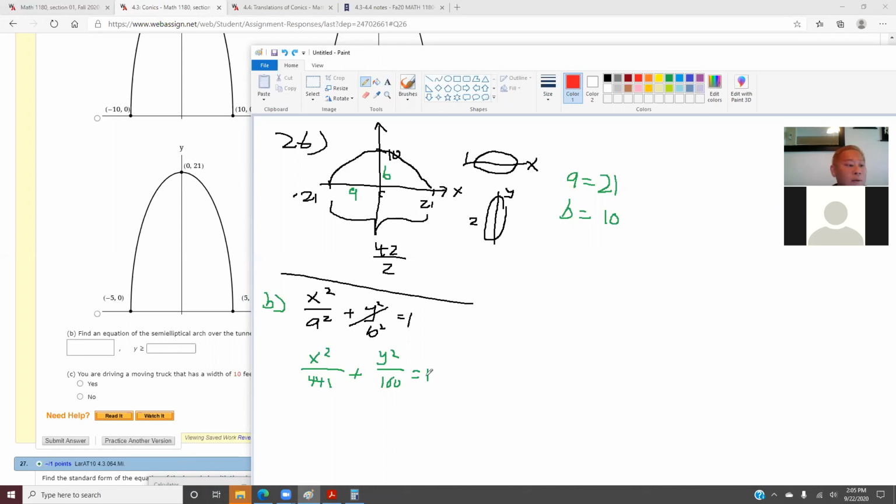Anyone know why this is not? Yes, you're correct, Ryan, because this question is only for semi-elliptical. This is for the whole elliptical.